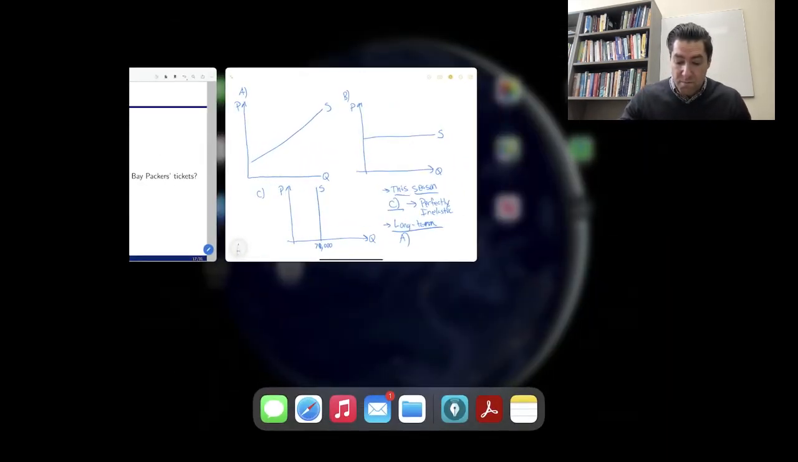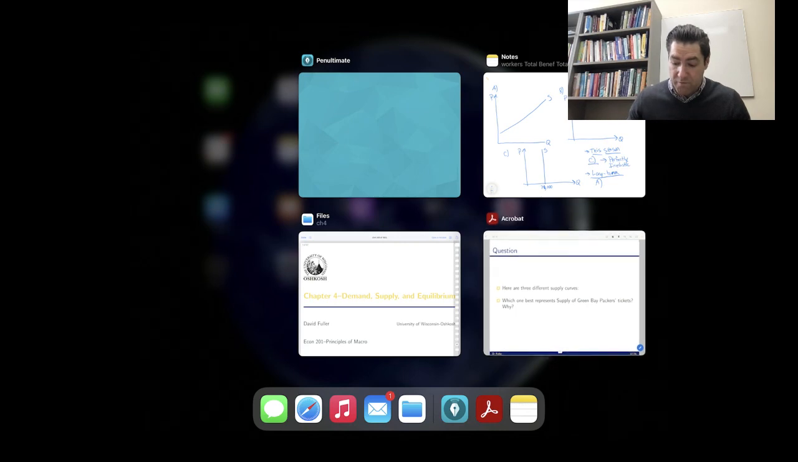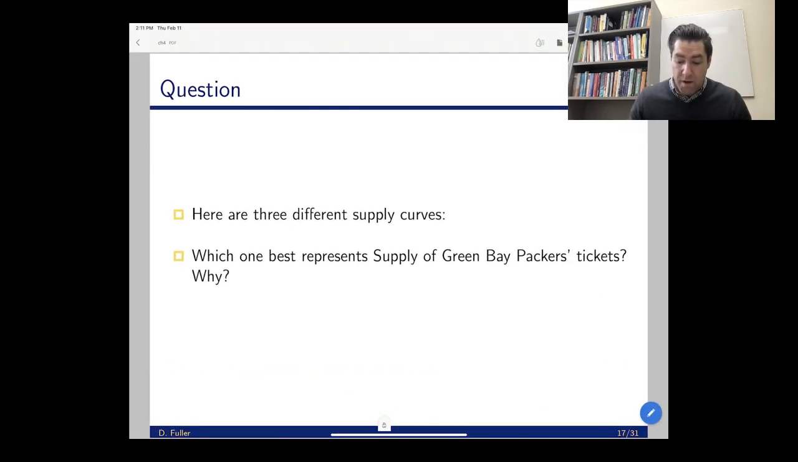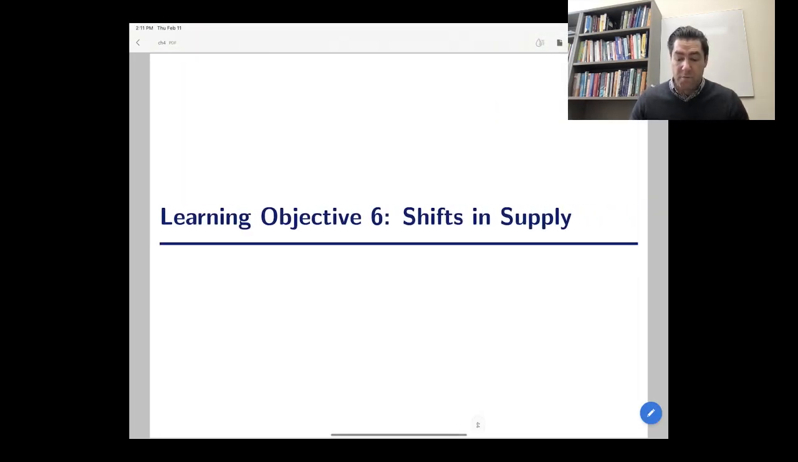That concludes our learning objective here, looking at supply, and we're going to move on to the next learning objective, which is to understand what shifts the supply curve.